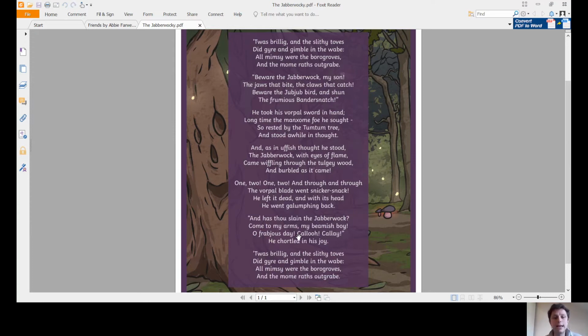You can see, oh, frabjous day, callooh, callay. Again, these are nonsense words, but they sound happy, don't they? And then the last verse is just the same as the first verse. We're just talking about the scene again. So that is the Jabberwocky. As always, we've got some questions to answer.